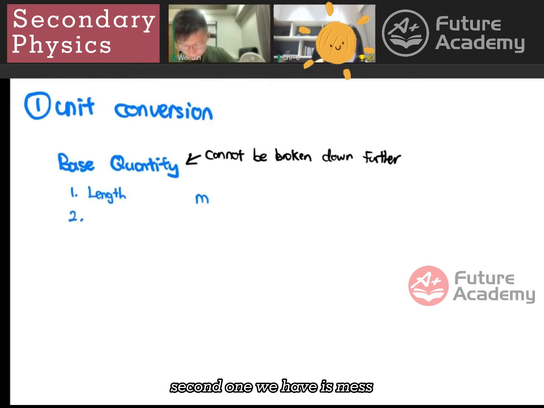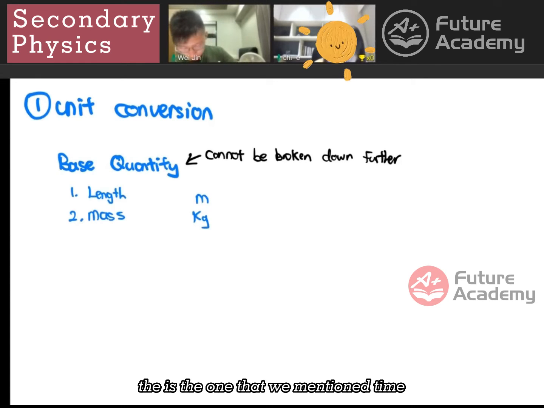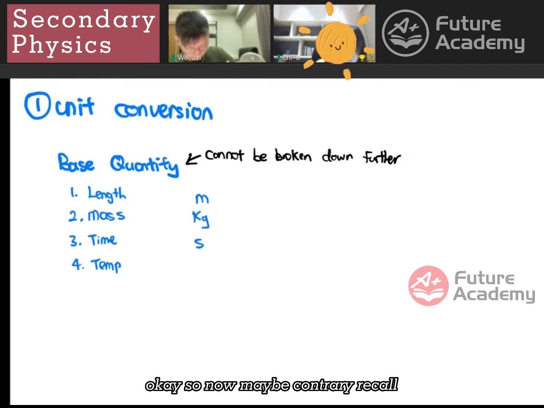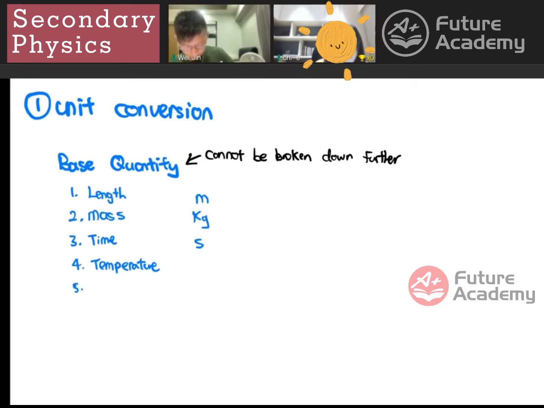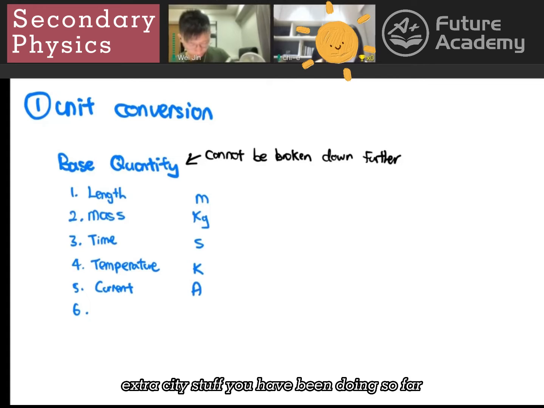Second one we have is mass. Mass is in kilograms. Third is the one that we mentioned, time. Time is in seconds. Fourth is temperature. Okay, so now maybe you can try recall your units. What's the unit for temperature? Kelvin. Kelvin, right? Good. Next is your current. The current is the electricity stuff you have been doing so far, amperes.